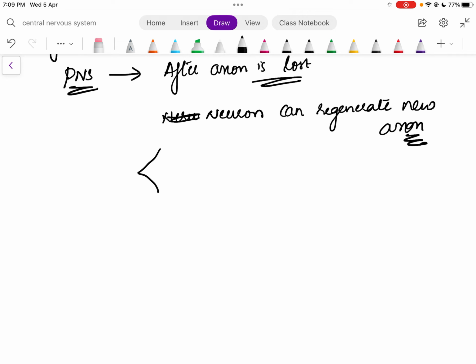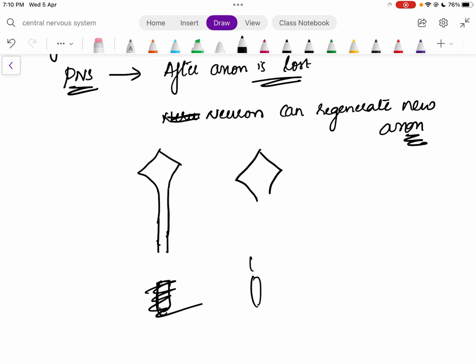So that means this is a neuron, this is the proximal part, and this is the distal part. The distal part will be disintegrated. Only the proximal part remains, and if Schwann cells are present, they will stay. And this is the proximal part.